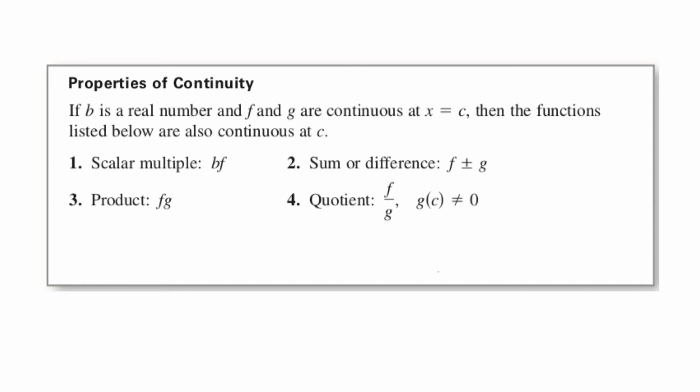A few lessons ago, we studied several properties of limits. Each of these properties yields a corresponding property pertaining to the continuity of a function. If b is a real number and f and g are continuous at x equals c, then each of these 4 functions below are also continuous at c, including the scalar multiple, the sum or difference, the product, and the quotient.